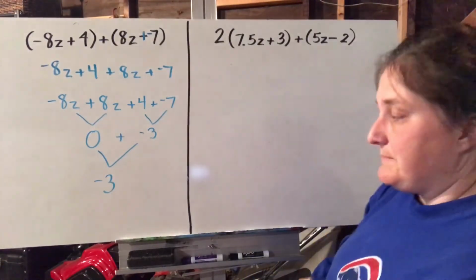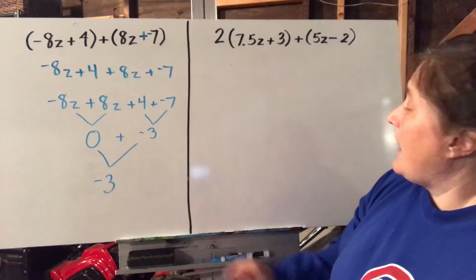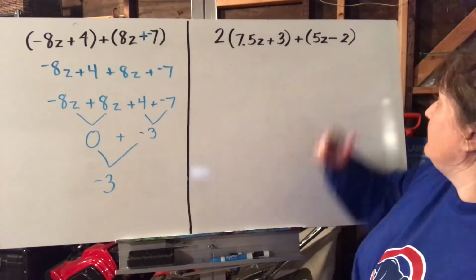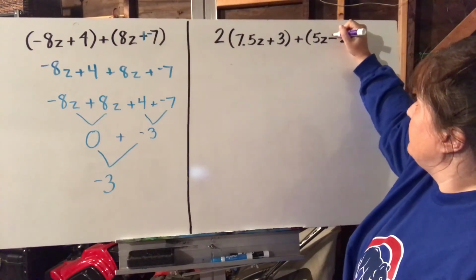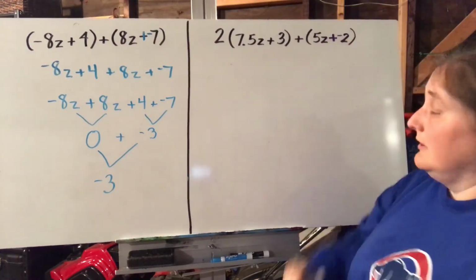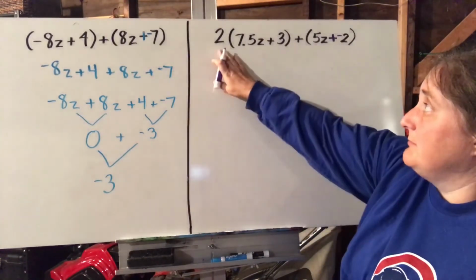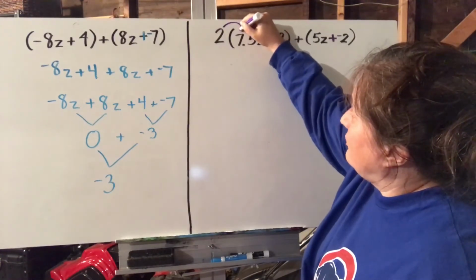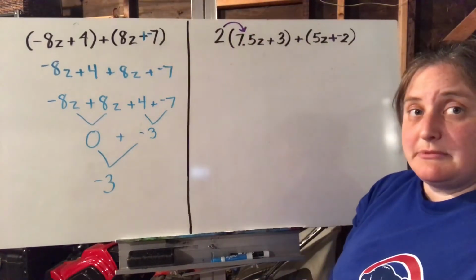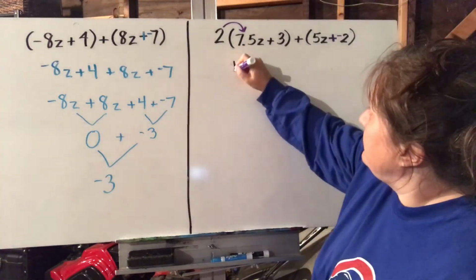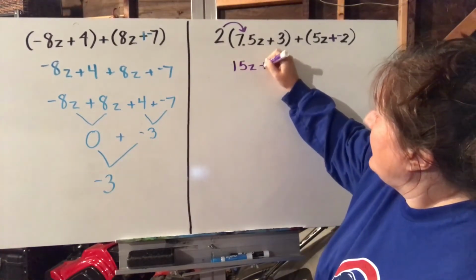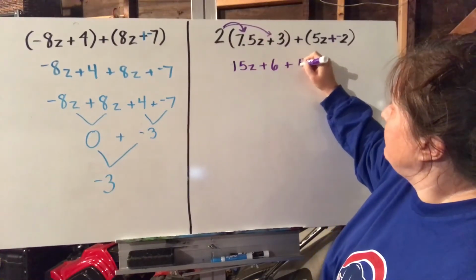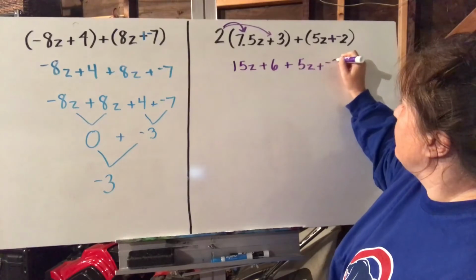Let's look at another example. So I always have to make sure that I've changed everything to addition first. So I need to add the opposite right here, make this plus negative 2. Now I'm going to distribute. I've got this multiplication I have to take care of here. So I'm going to distribute my 2 to this first term inside of my parentheses. 2 times 7.5 gives me 15z plus 2 times 3 will give me 6. And then I'm going to add the 5z and the negative 2 from the other parentheses.